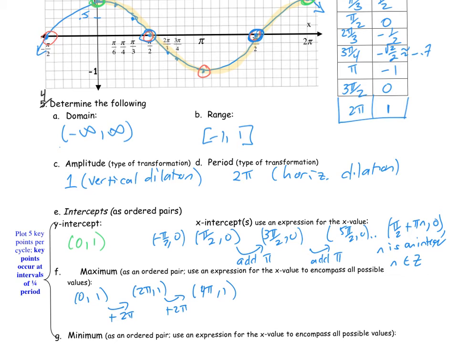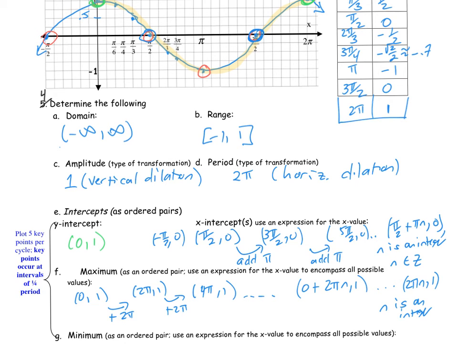So to write the general expression, I pick one value. I'll pick 0 plus the multiple of 2 pi, which will be 2 pi n, comma 1. And normally we wouldn't write 0 plus 2 pi n. We just write 2 pi n, comma 1. And then we have to say n is an integer.